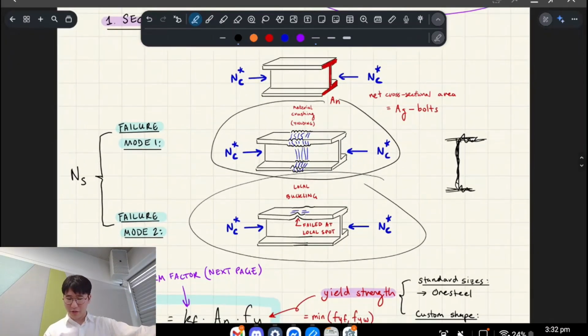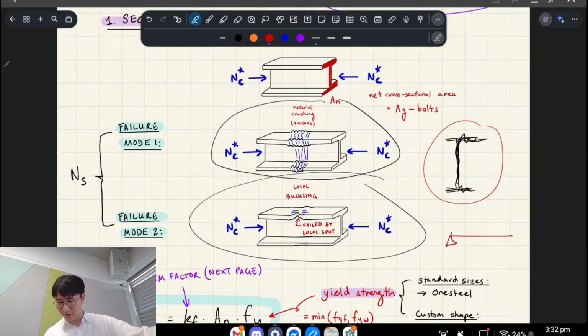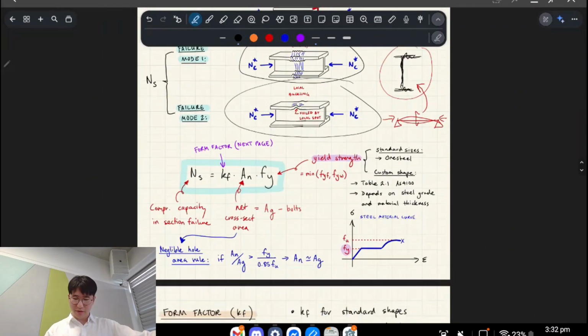For the second failure mode, now instead of looking this way, we're looking at the overall beam, right? Because before this was this section, right? Now we're looking at the overall beam and seeing whether it's going to fail like that, or that, or whatever, like this is assuming compression or whatever, right? Okay, so that's what we're going to run through slowly.